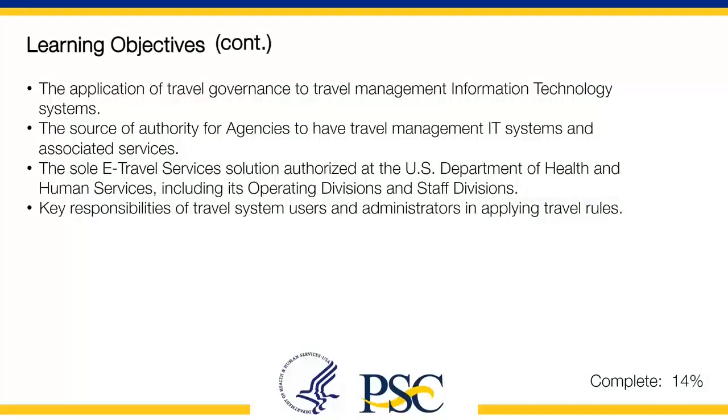The application of travel governance to travel management information technology systems. The source of authority for agencies to have travel management IT systems and associated services. The sole travel services solution authorized at the U.S. Department of Health and Human Services, including its operating divisions and staff divisions. Key responsibilities of travel system users and administrators in applying travel rules.